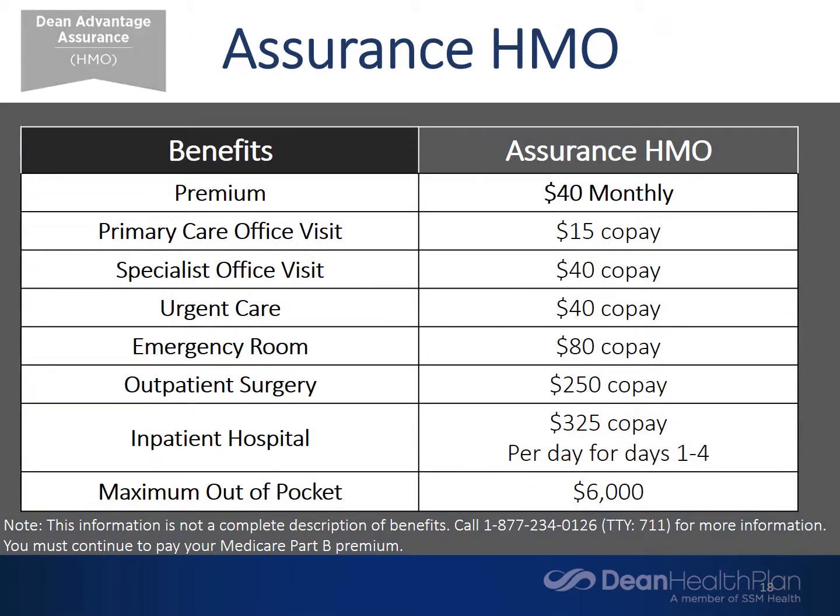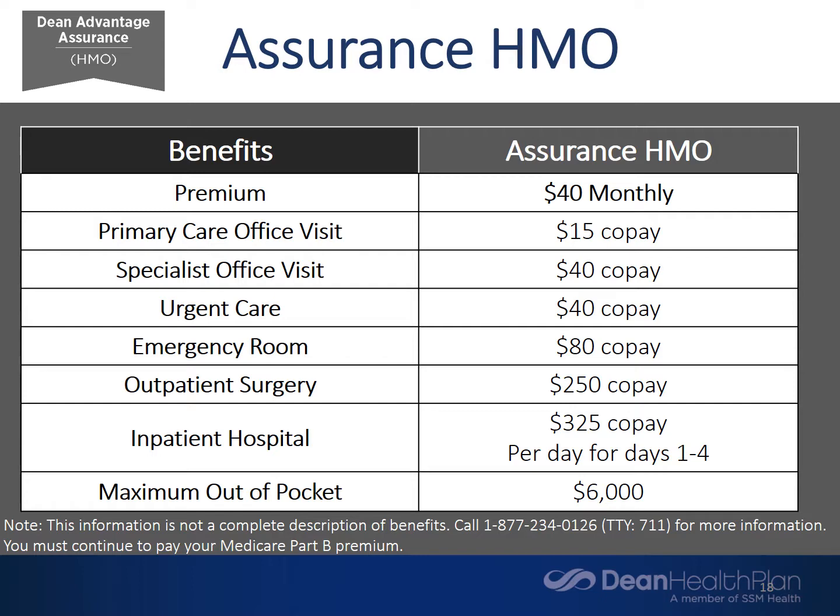Some key features of the Assurance Plan are $40 monthly premium, $15 copay for primary care office visits, $40 copay for specialist office visits, $40 copay for urgent care, $80 copay for emergency room, $250 copay for outpatient surgery, $325 copay per day for days 1 through 4 for inpatient hospital care. Days 5 through 90 would be covered at 100% per benefit period.